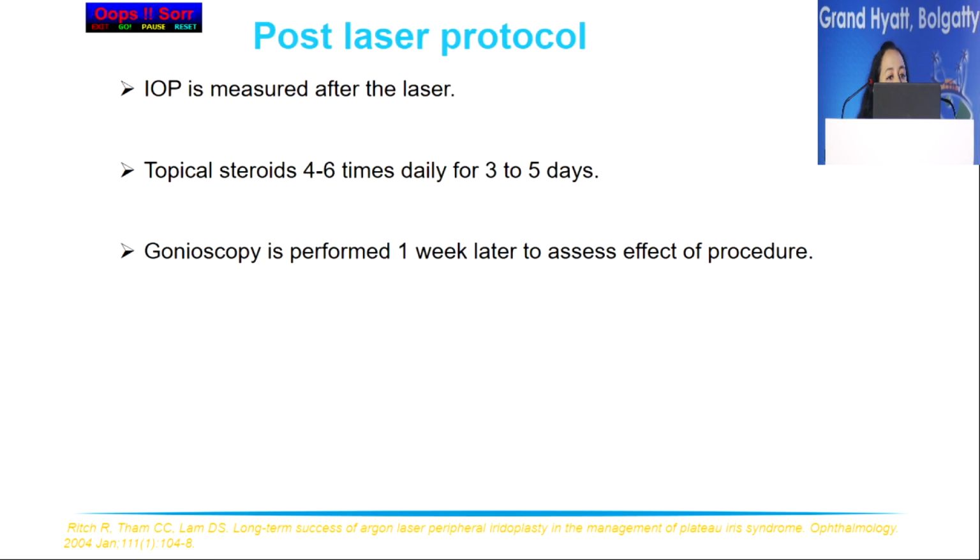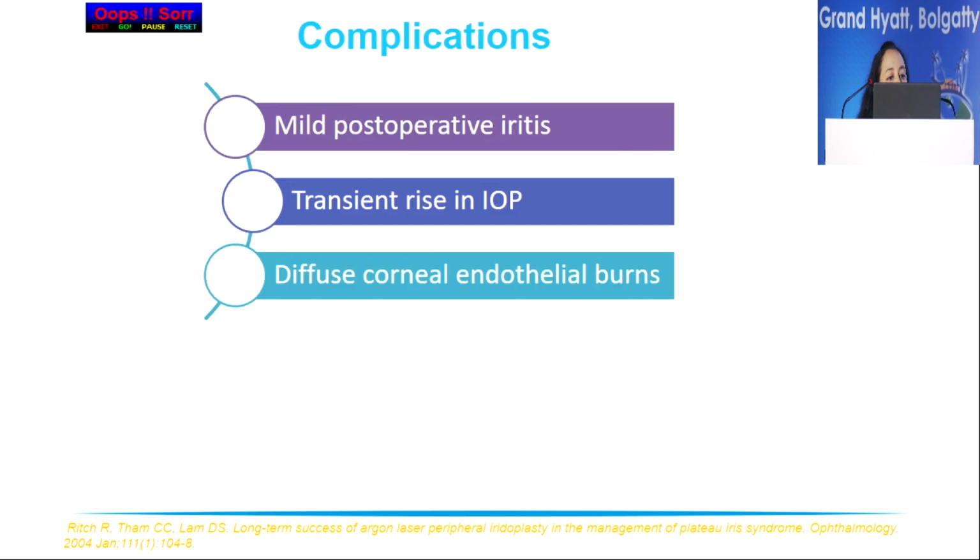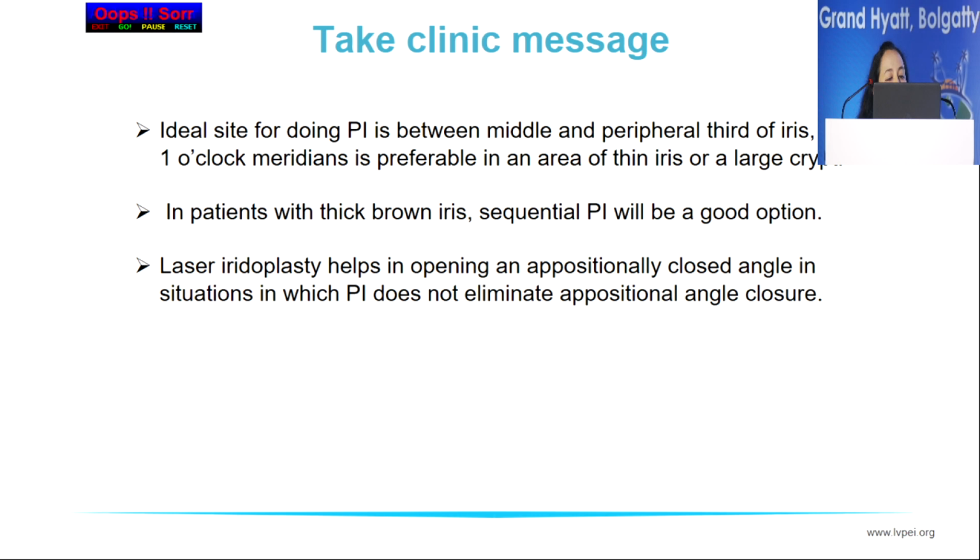So the post-laser protocol is again like iridotomy. Complications can be similar, like iritis, increase in IOP, or corneal endothelial burns. So the take-home message is that the ideal site for doing a PI should be in the middle third to peripheral third of the iris, at 11 o'clock. And in patients with thick iris, we can do sequential PI. And laser iridoplasty helps in opening appositionally closed angles. Thank you.